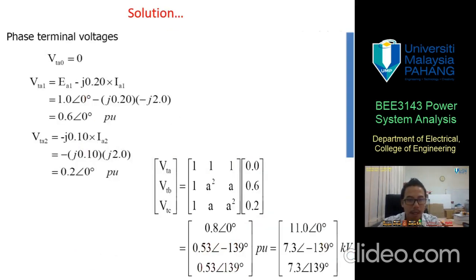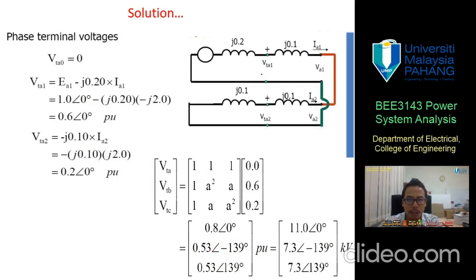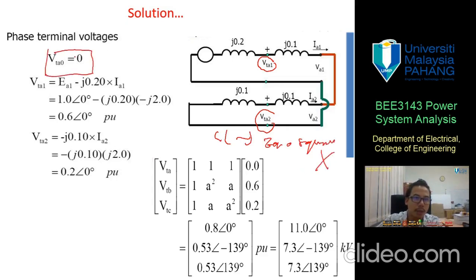After that, for the fault terminal voltage, what is the terminal voltage? Maybe you get confused, but don't get confused. Very easy. This is the terminal voltage. We mark VTA1 and VTA2. Where's the VTA0? Remember, for this line to line case, there is no zero sequence. That's why VTA0 equals 0.